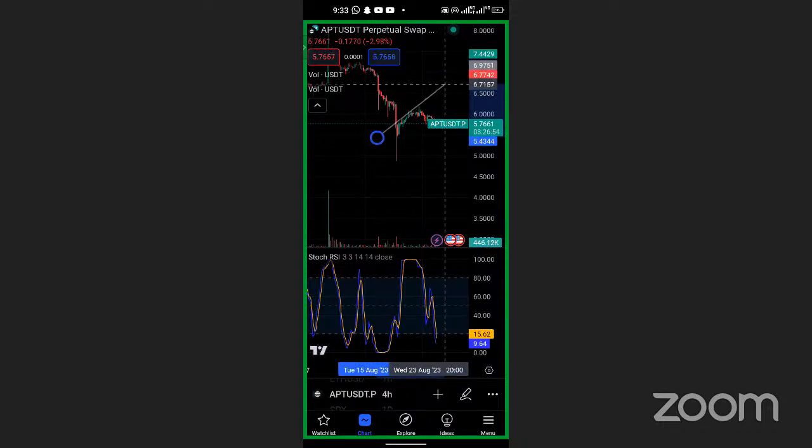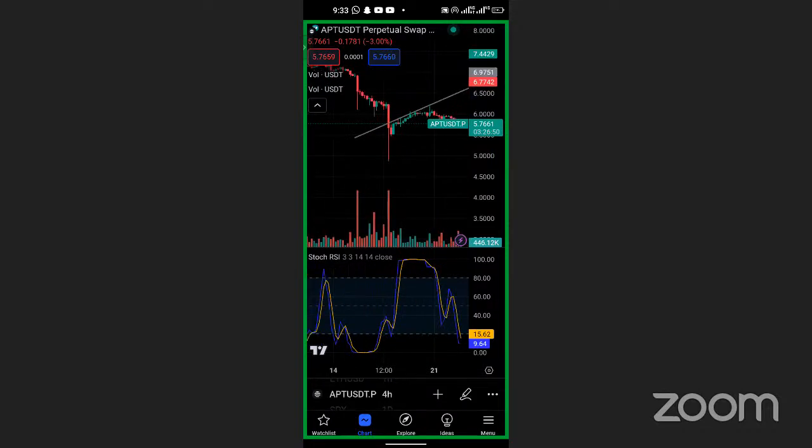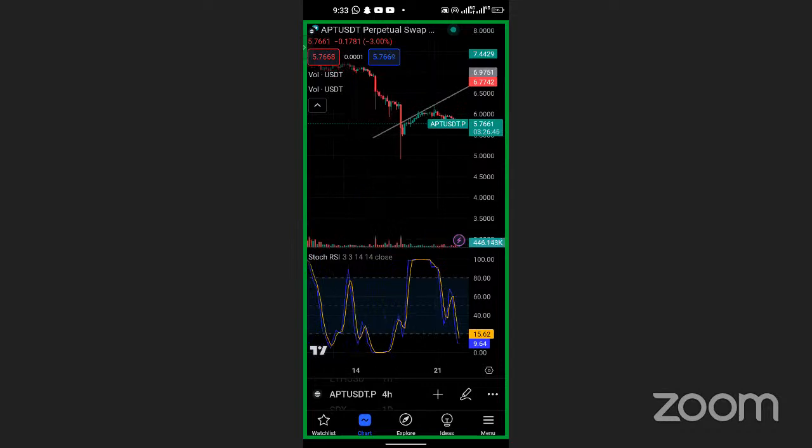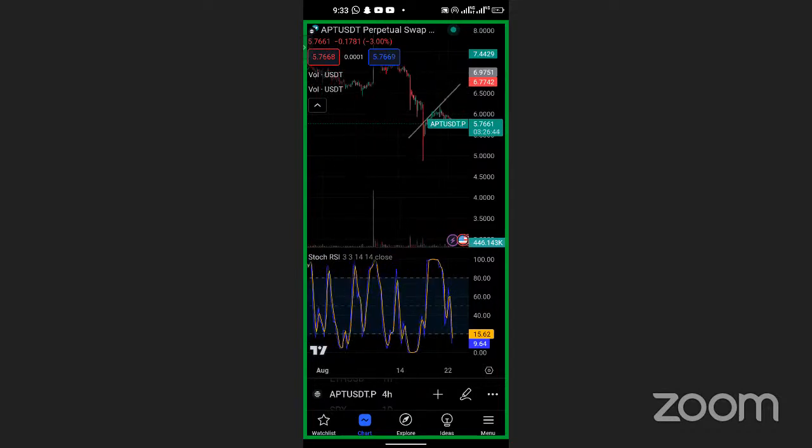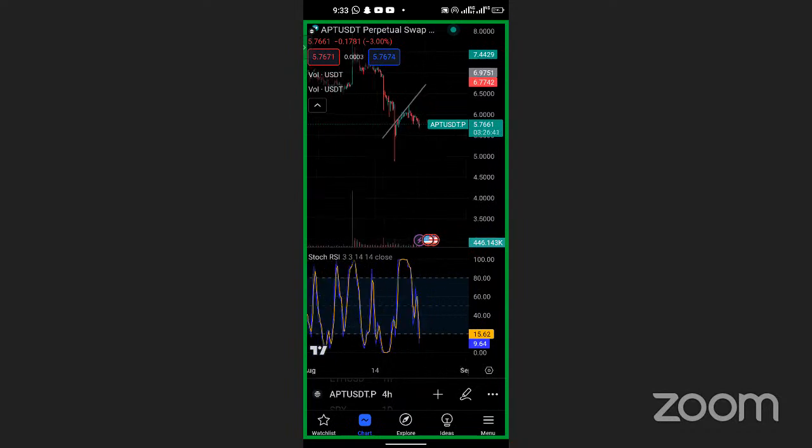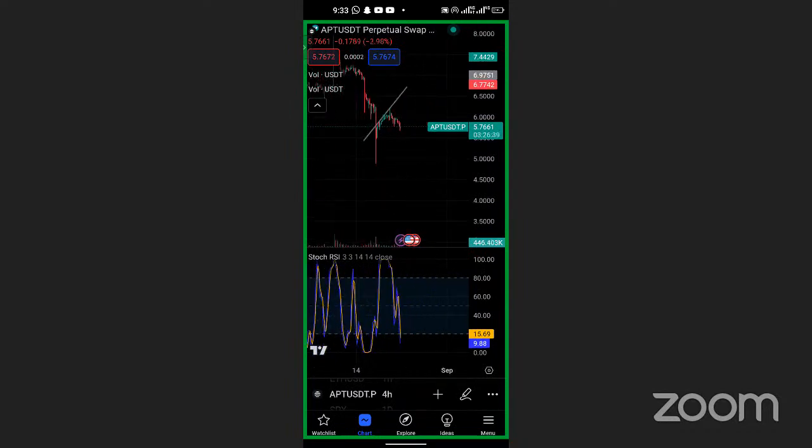So let's say I place it somewhere here. You can see I'm getting 1, 2, 3, 4 basically touches. So you should have at least 3 touches before it's a valid trend line. I'm just using previous data because I'm not getting a trend line on this particular chart. You could get one if you can.